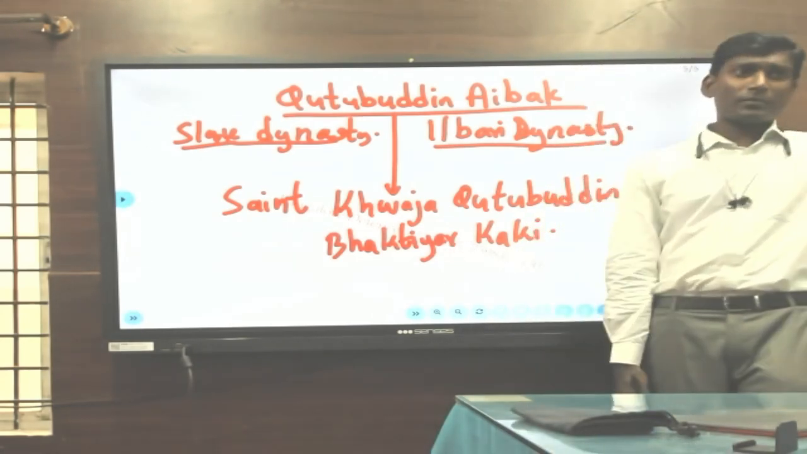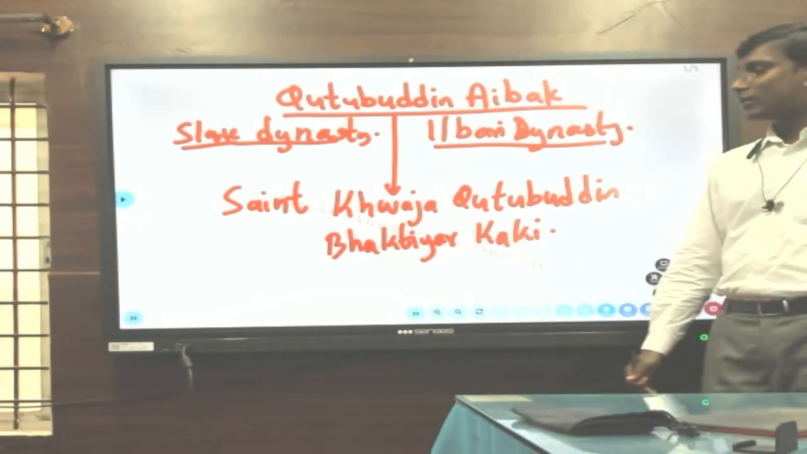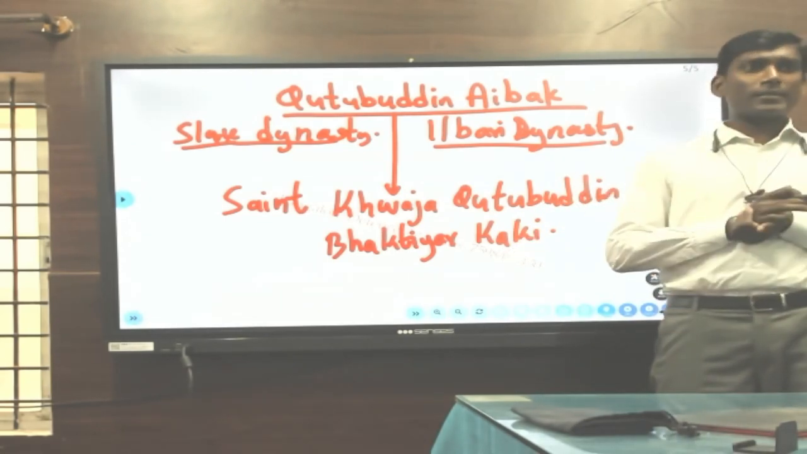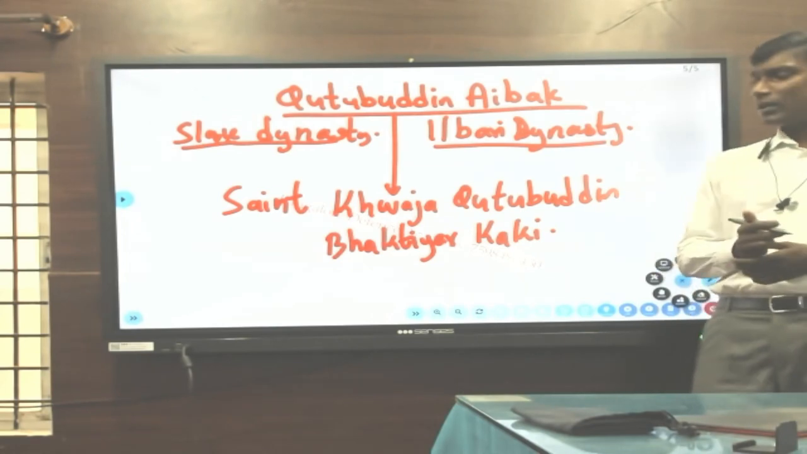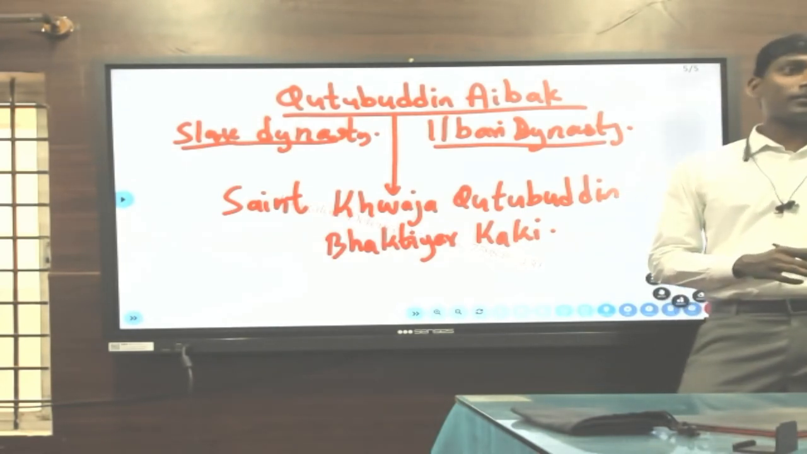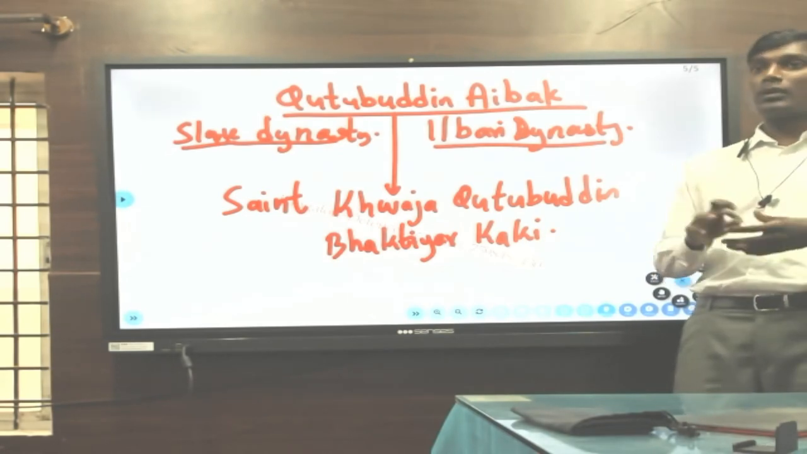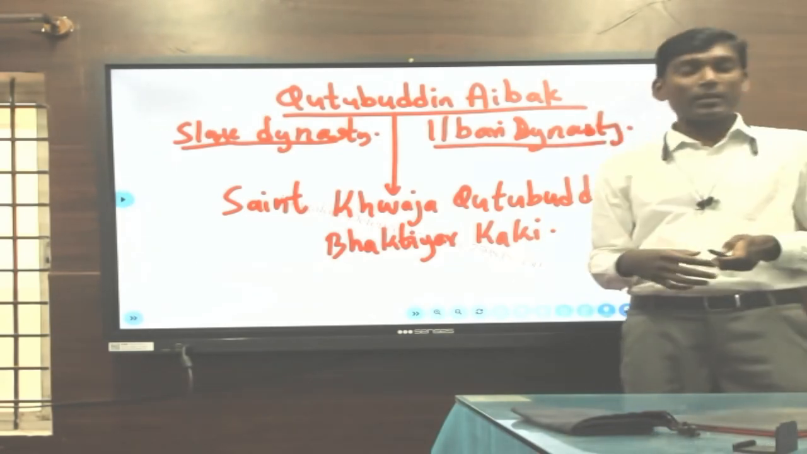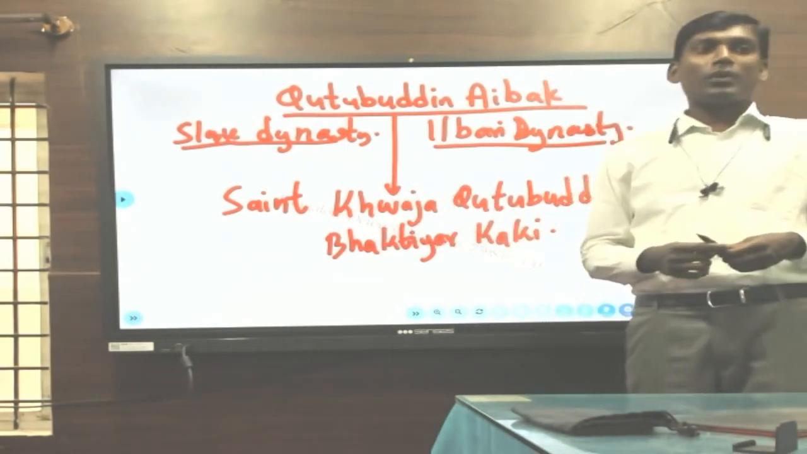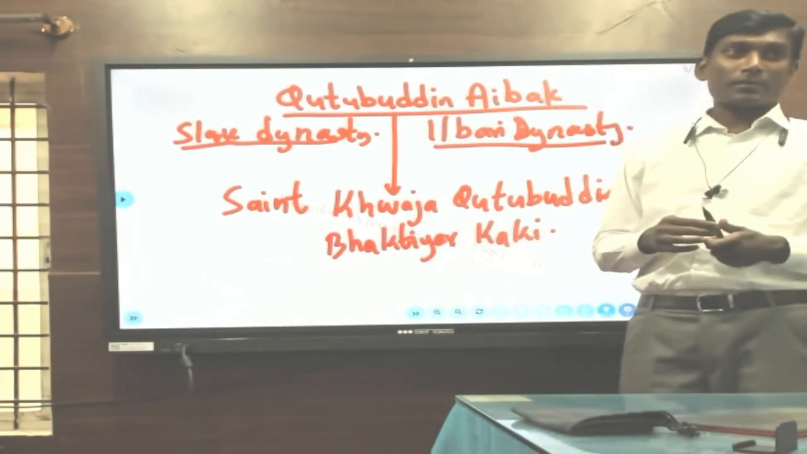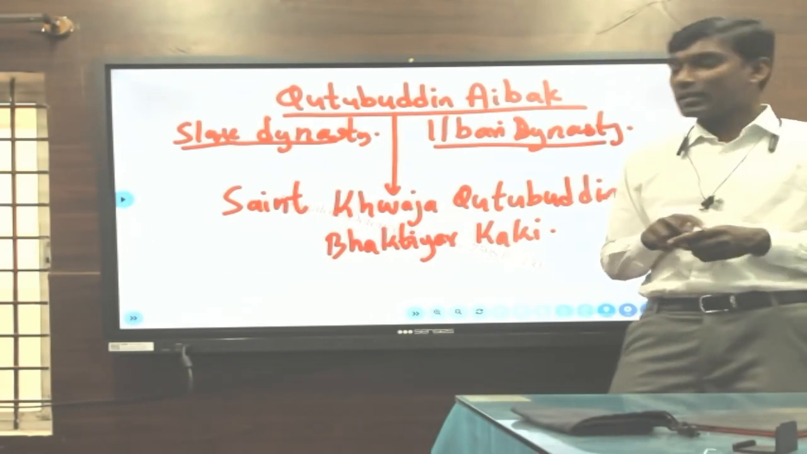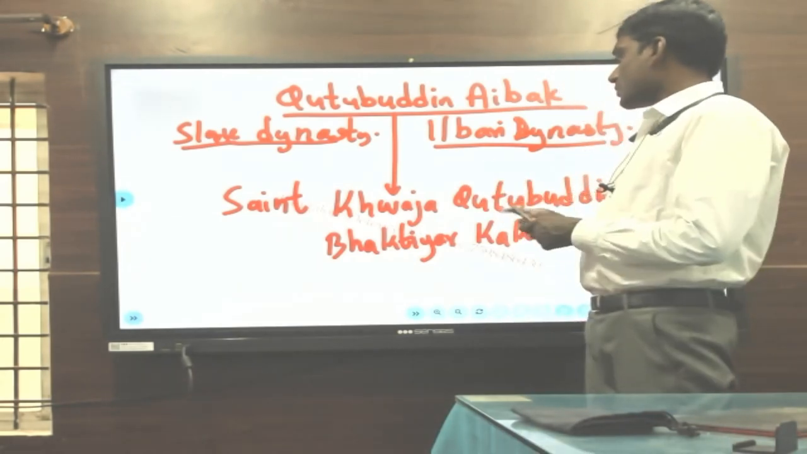Qutubuddin liked this saint very much. He was a follower of this saint, Khwaja Qutubuddin Bakhtiyar Kaki, and he wanted to do something for that saint. He wanted to build a monument. Like for Tiruvalluvar, we have a Tiruvalluvar statue in Kanyakumari. Like that, he wanted to build something for this saint. So what he decided, he will build a monument. In Delhi, you might have heard about a monument called Qutub Minar. Have you heard it? So Qutub Minar was built.